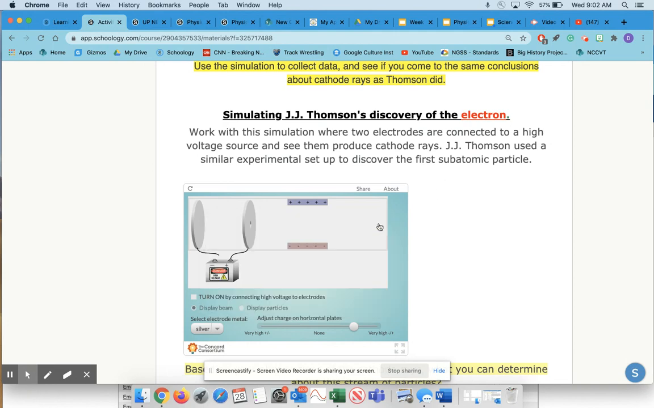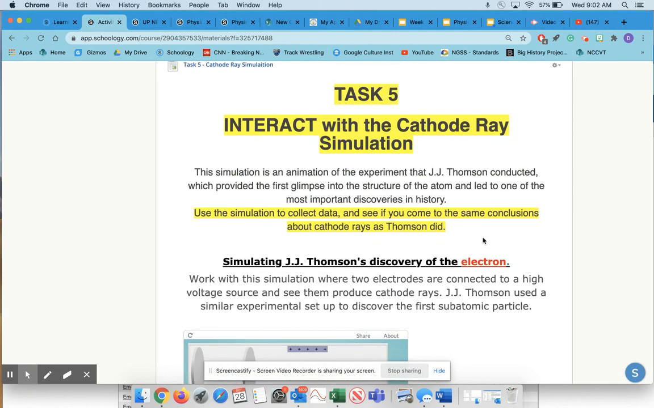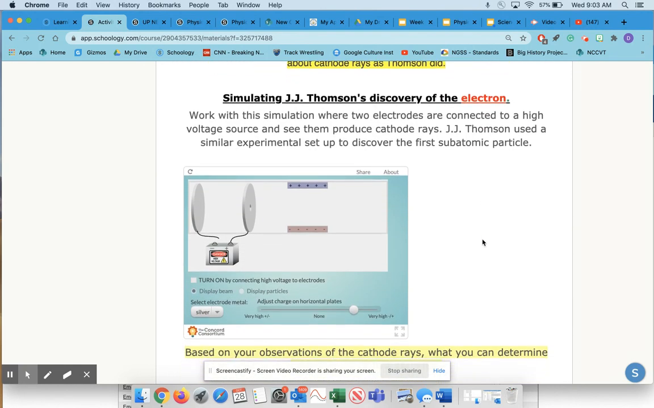As we look at this first simulation, we're focused on J.J. Thomson, the first scientist to revise the model of the atom. This simulation is an animation of an experiment that Thomson conducted, which provided the first glimpse into the structure of the atom and led to one of the most important discoveries in history. You'll use this simulation to collect data and come up with conclusions about the cathode rays. Work with the simulation where the two electrodes are connected to a high voltage source to produce cathode rays. J.J. Thomson used a similar experiment setup to discover the first subatomic particle.